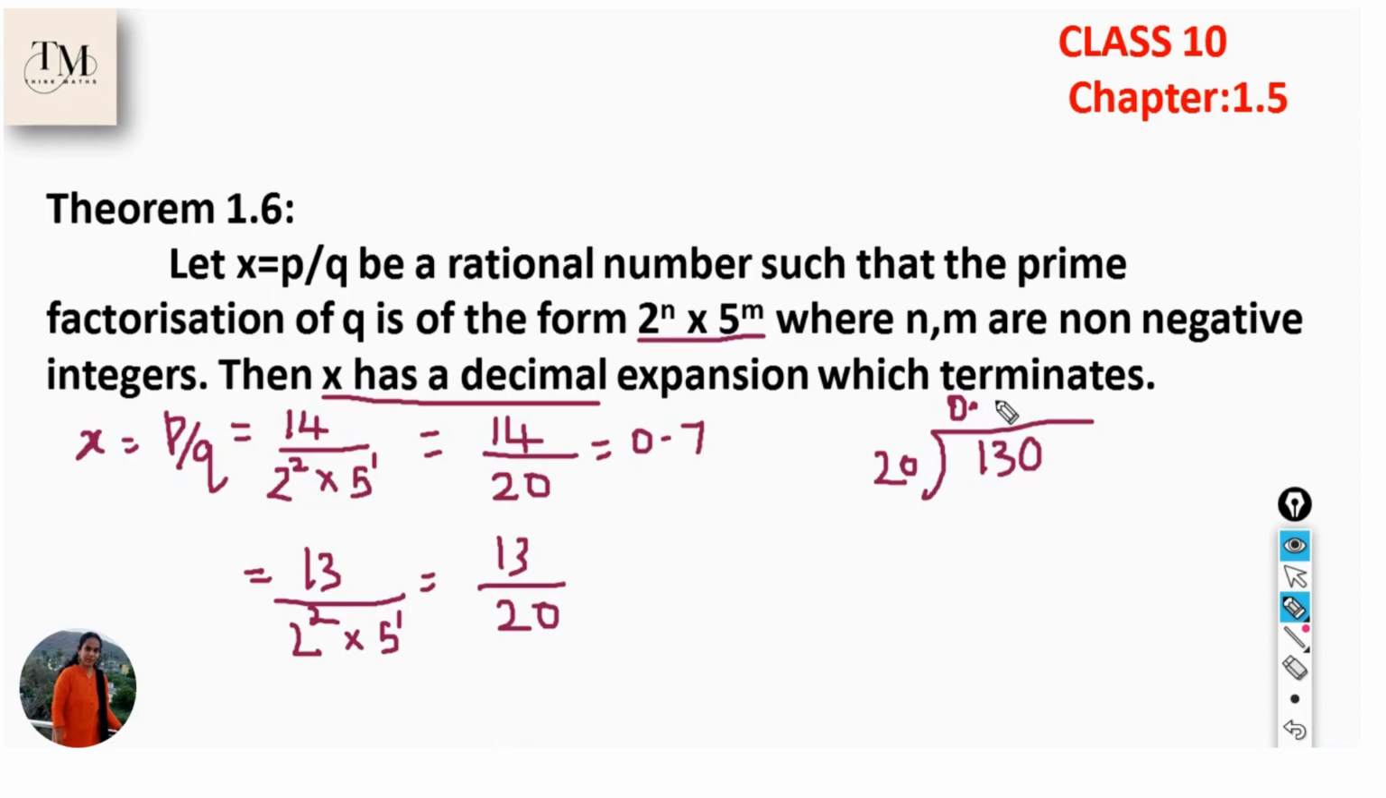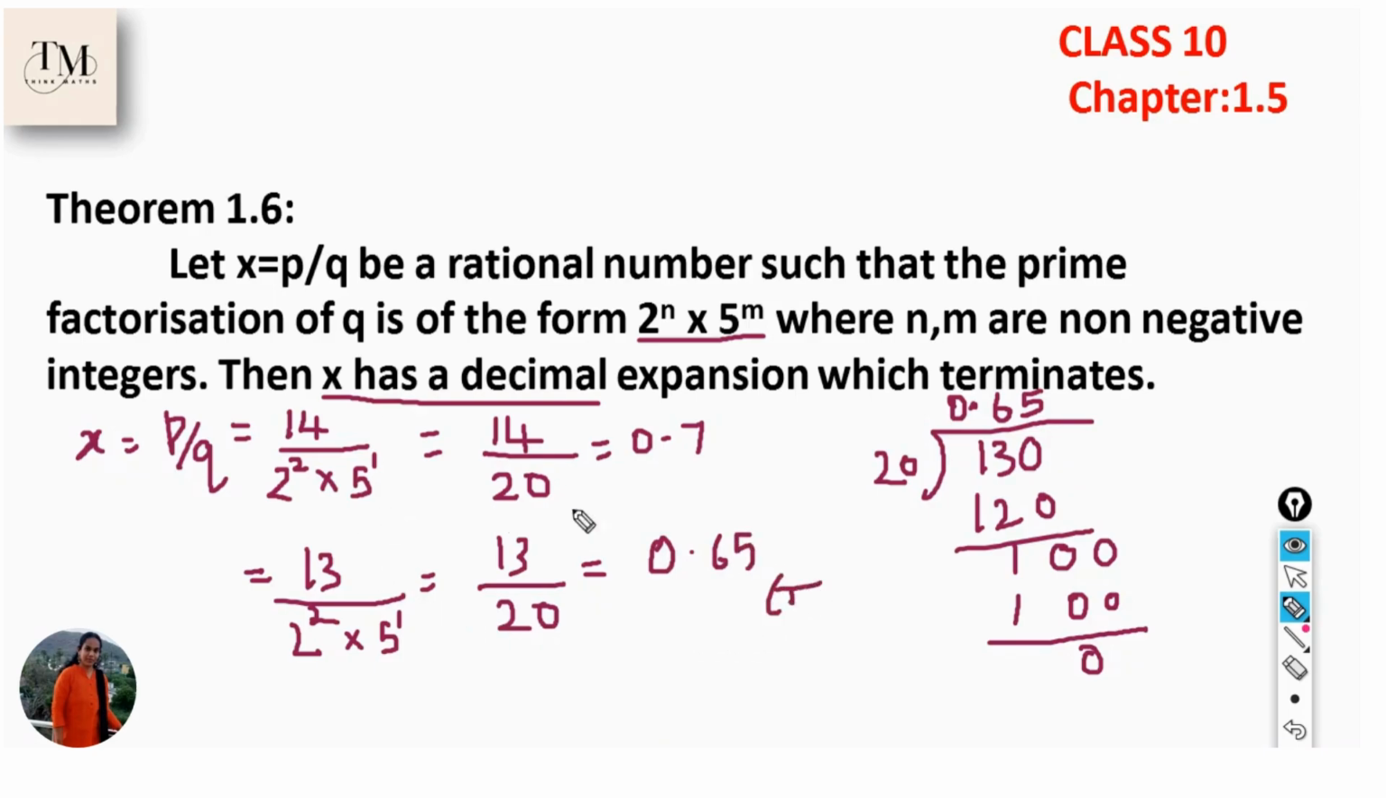6 times, shall we take? If I take 6 times, 6 into 20 is 120. So 3 minus 2 will be 1. Again I add one 0. So 5 times. 5 into 20 is 100. So the remainder is 0. So the answer is 0.65. So it is terminating. Okay, some more examples can be taken.